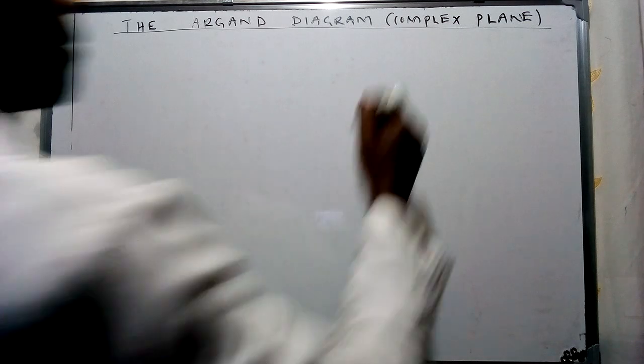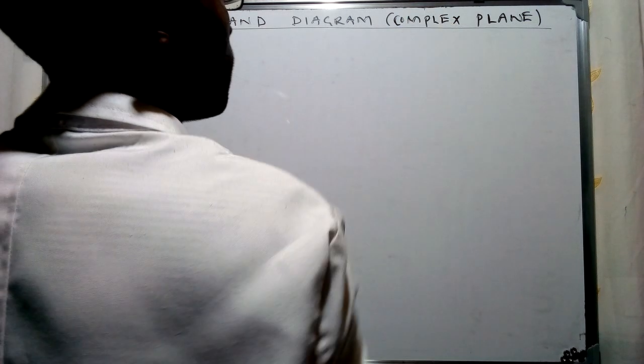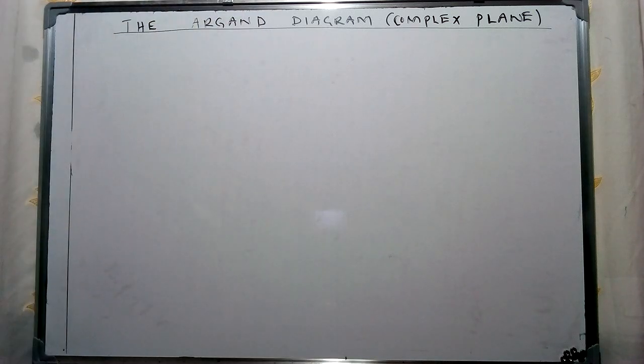In those specific videos, I gave an equation that represents how we can define a complex number, and some of the representations which basically constituted the imaginary and the real parts of a complex number.